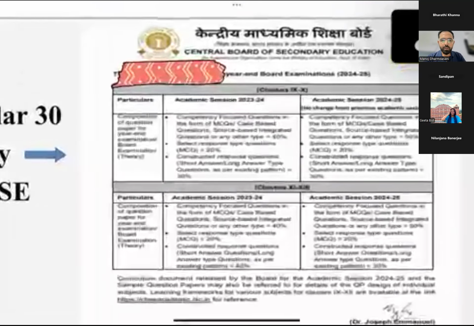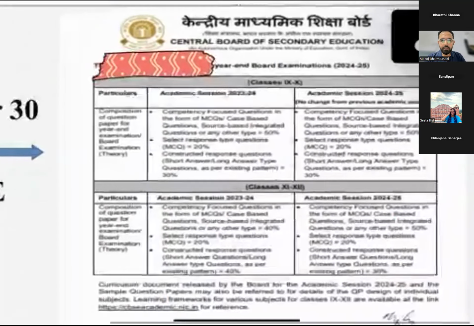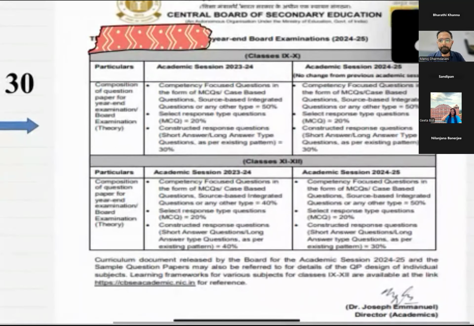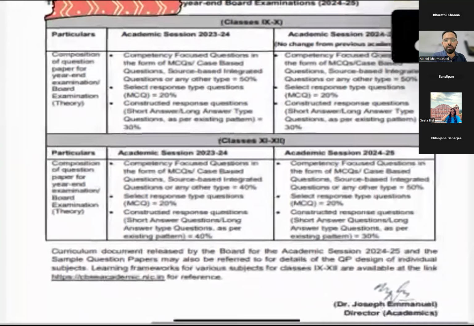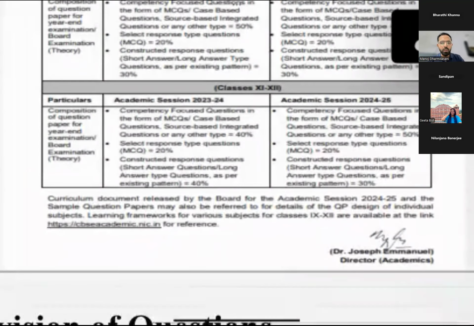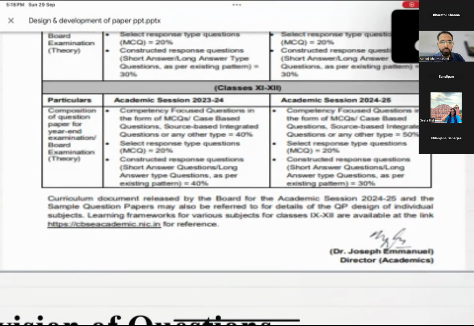So here, this is Circular 30, which is given by the CBSE. I think it is visible to all. As we can see, in 2023-24, it was competency-based questions criteria, which includes the MCQ form, case-based forms, and source-based integrated questions. Each and every category was included. Total was 40%. Now, this category has been changed.